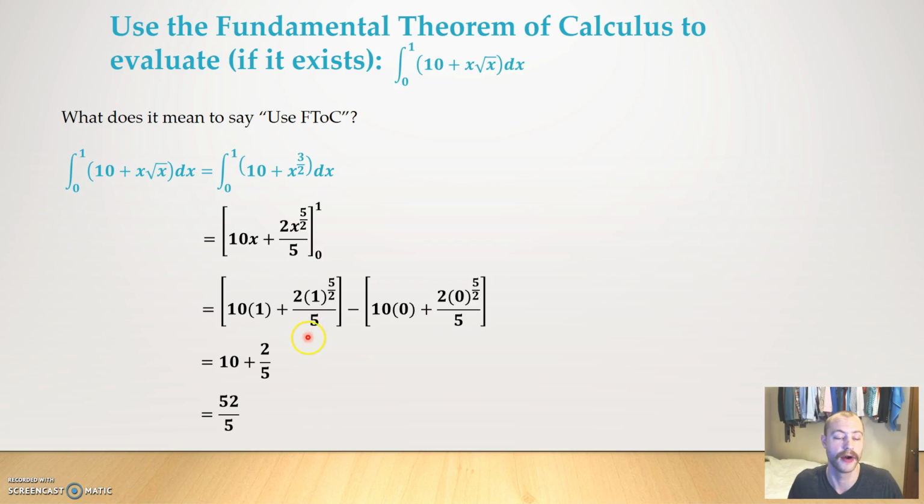2 times 1 over 5. That's just 2/5. 10 times 1 is just 10. I lied. I knew those. Don't get mad at me. 10 plus 2/5 is this. I just did some fraction stuff. You can do some fraction stuff. Check it out. Make sure it works for you.